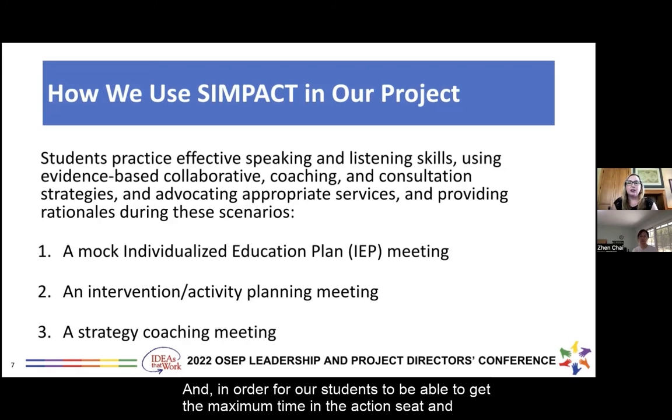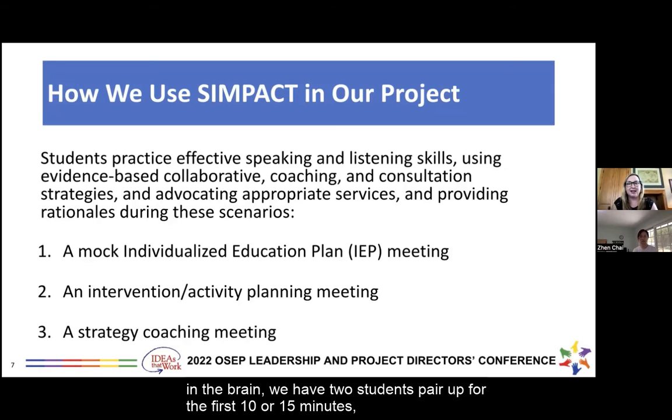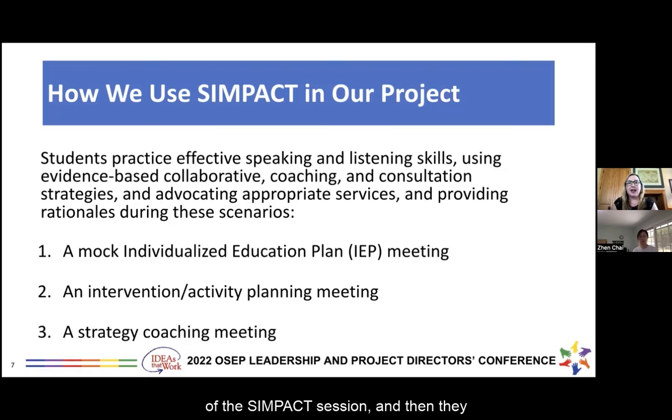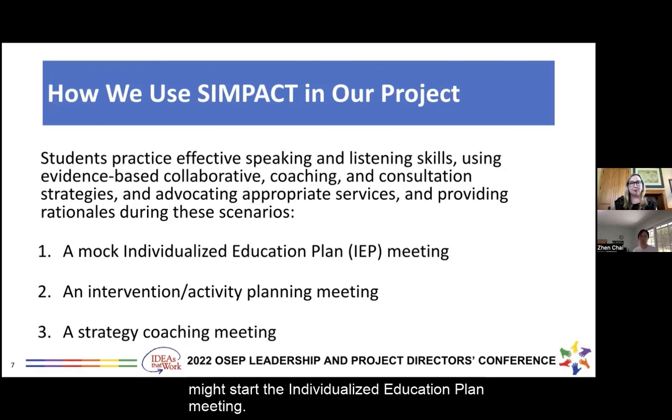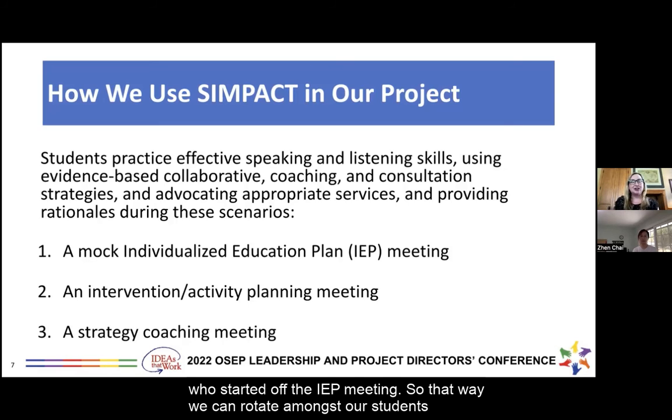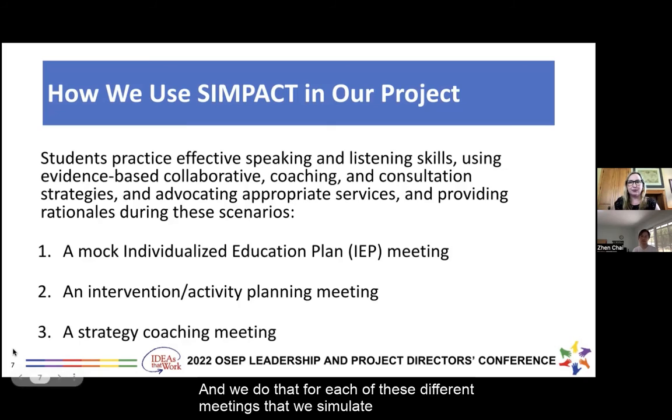In order for our students to be able to get the maximum time in the action seat and in the brain, we have 2 students pair up for the first 10 or 15 minutes of the SIMPACT session, and then they might start the individualized education plan meeting. Then we have 2 other students sub in and continue the discussion in that IEP meeting, just as if it were the same student who started off the IEP meeting. So that way we can rotate amongst our students and give everyone some time in the action seat, as well as some good time in the brain as well. And we do that for each of these different meetings that we simulate.